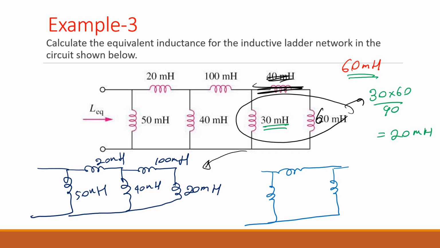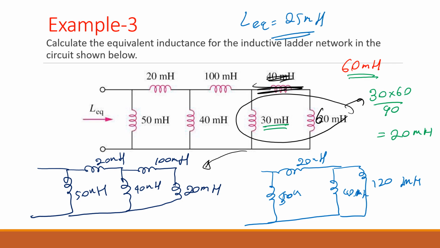Yes. So you have 120 and 40. Okay. So that 30 and 20 are in series. So that will be 50. Then the 50 and 50 are in parallel. So that will be 25, isn't it? So your LEQ is 25 millihenries. Is that right? Any question?